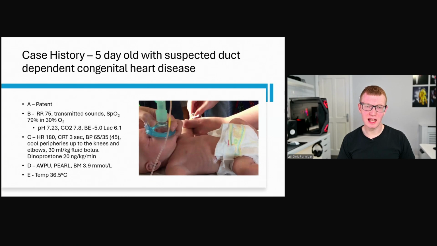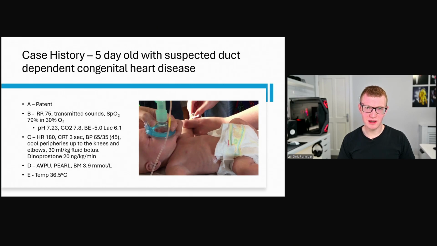Okay, last case then. So this time we've got a 5-day-old baby with suspected duct-dependent congenital heart disease. We haven't had an echo done, so we're not sure of the exact lesion. Our patient has started having apnea since we've put them on prostaglandin, and they're being intubated for transfer to the tertiary centre. So their airway is currently patent.